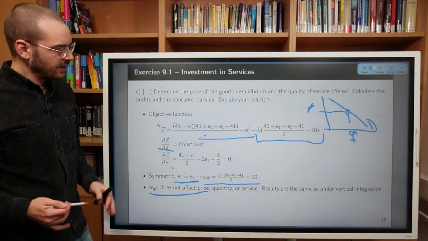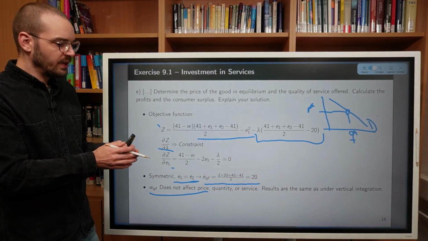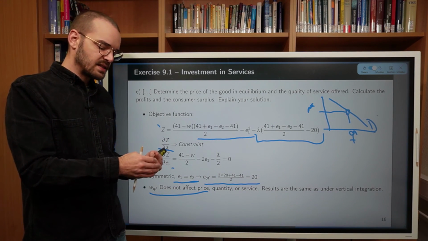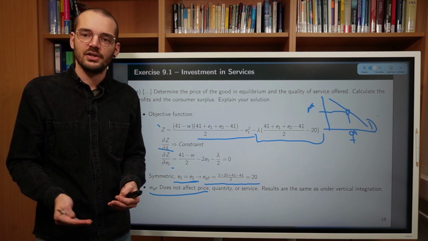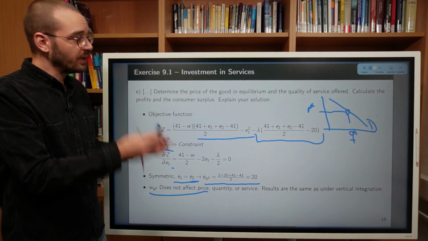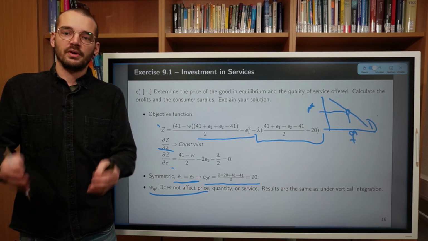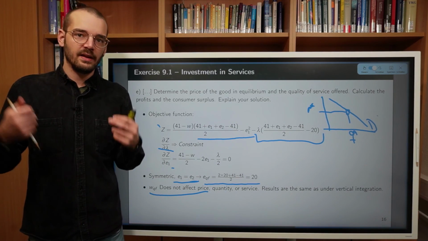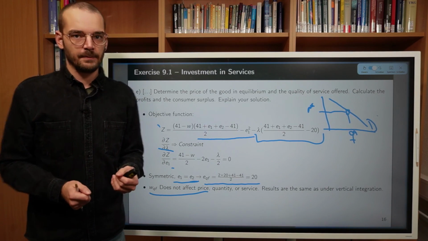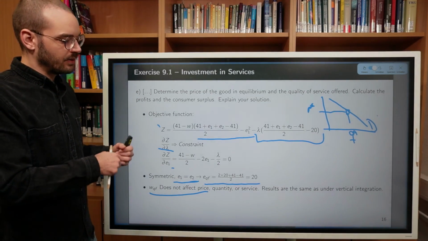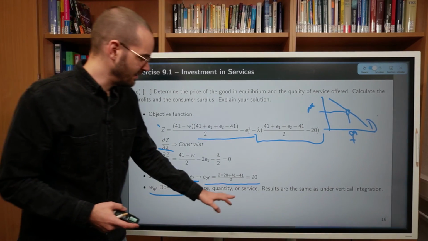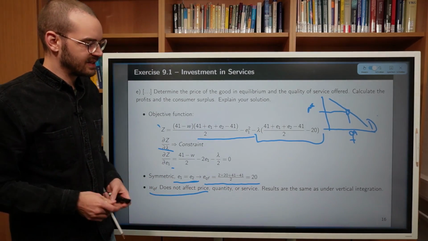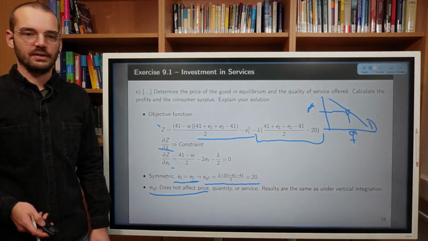So once again, if we, by construction, fix the market price to the market price under vertical integration, and we fix the quantity in the market to the same quantity under vertical integration, then little surprisingly, we get the exact same rest of the market equilibrium as well, in the sense that the services are the exact same as they were under vertical integration as well.